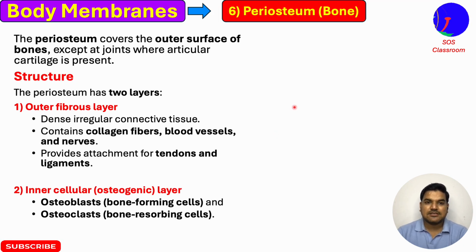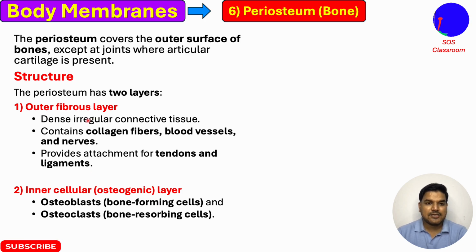Next, the sixth membrane is the periosteum, covering the bone. Periosteum covers the outer surfaces of the bone except at the joints, because the joint surfaces are covered by the articular cartilages. It also has two layers. First is the outer fibrous layer and inner is the osteogenic layer.